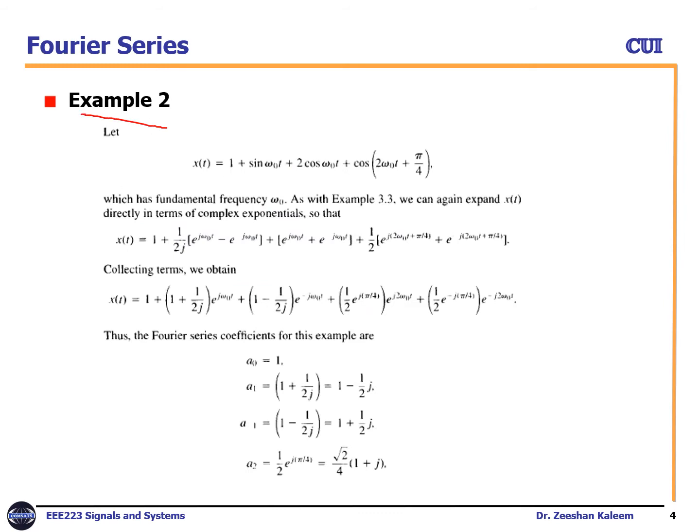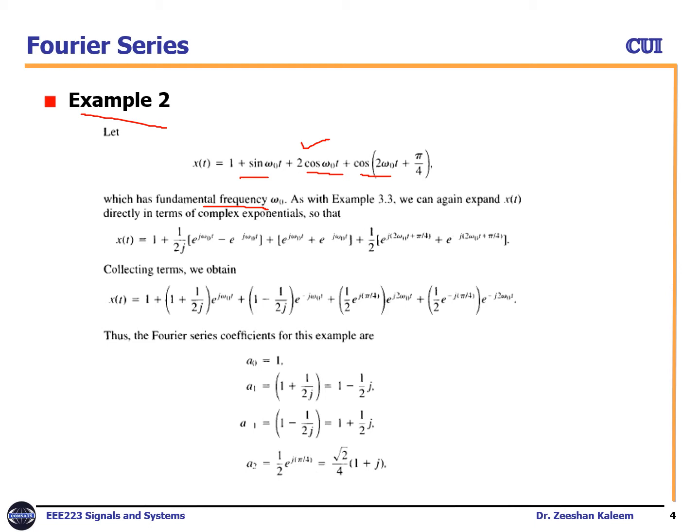Next, example 2. We have a signal given by x(t) equals 1 plus sine omega naught t plus 2 cos omega naught t plus cos(2 omega naught t plus pi by 4). We have to find the Fourier series coefficients of this signal as well. We can clearly notice that we again have a fundamental frequency of omega naught.